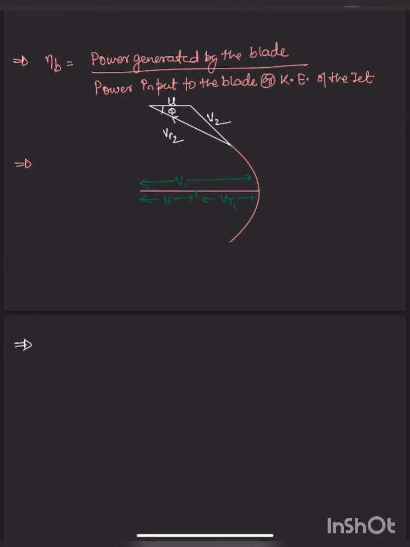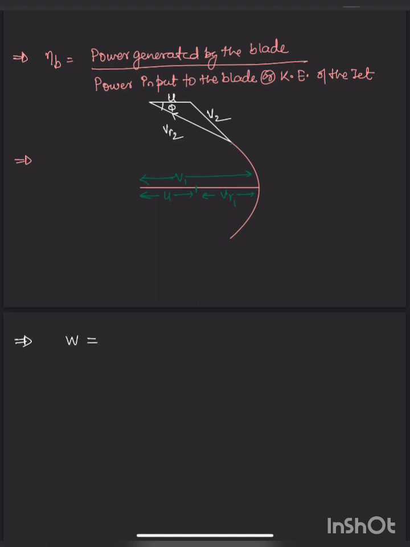So power generated by the blade will be equal to rho Q (VW1 plus or minus VW2) into U, where VW1 and VW2 are the tangential components of the velocity. For the Pelton turbine, the tangential component of the velocity at inlet is equal to the actual velocity of the jet. So we have VW1 is equal to V1.